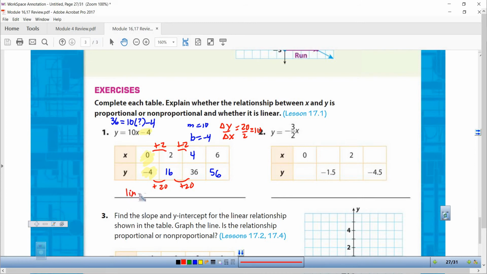Okay, so linear, non-proportional. It's linear because it has a constant rate of change, right? Change in y over change in x is the same number every time, 20 over 2, which is 10 over 1. And it's non-proportional because it does not go through 0, 0. And again, another way to know it's non-proportional, if I take 16 divided by 2, or 36 divided by 4, or 56 divided by 6, they are not the same. Y divided by x is not a constant, so it's non-proportional.